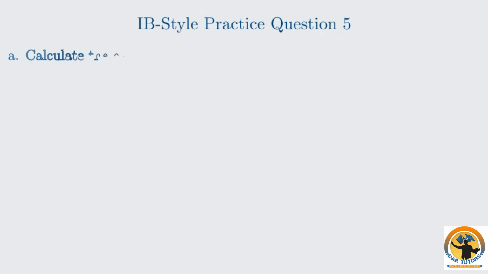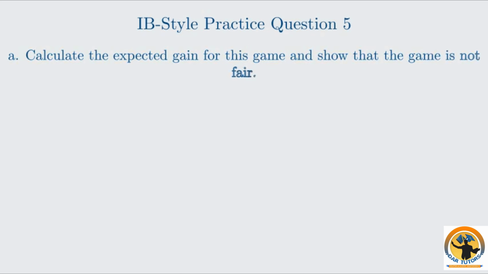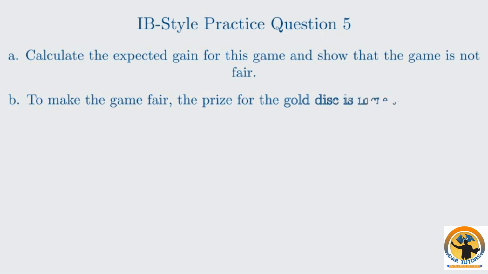Our fifth and final practice question builds on the idea of fair games and expected value. A person selects a disc from a bag containing 10 black discs, 4 blue discs, and 1 gold disc. The game costs $4 to play. The player wins $1 for a black disc, $5 for a blue disc, and $20 for a gold disc. Part A asks us to calculate the expected gain for the player and show that the game is not fair. Part B asks, if the game is made fair by increasing the prize for a gold disc, what should the new prize be?